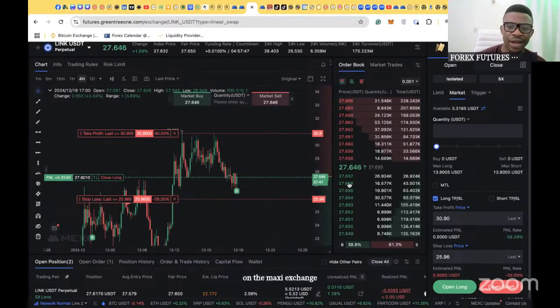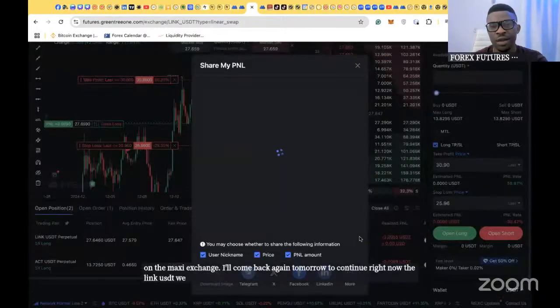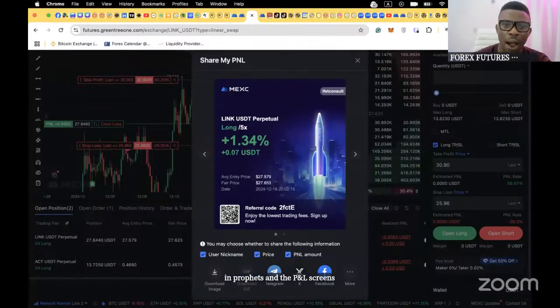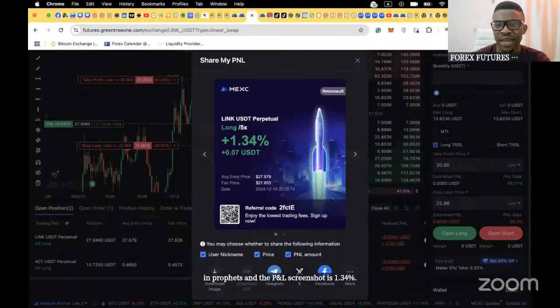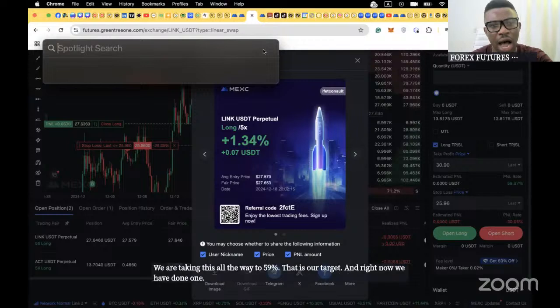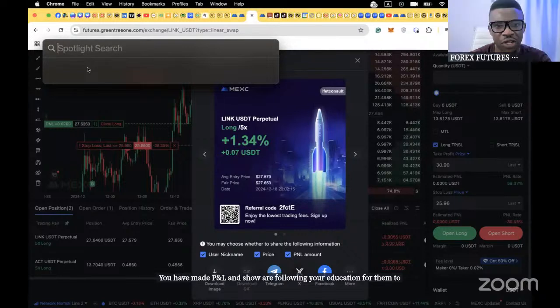I'll come back again tomorrow to continue. Right now, the LINK USDT trade we took is currently moving in profits, and the P&L screenshot is 1.34%. We are taking it all the way to 59%. That is our target. And right now, we have done 1.34% in profit on LINK USDT. You can take a screenshot of the profit you have made, P&L, for those who are following your education to see the good work that you are doing.